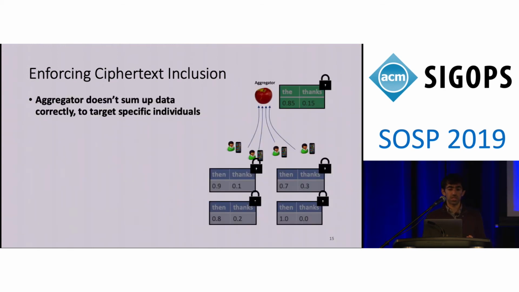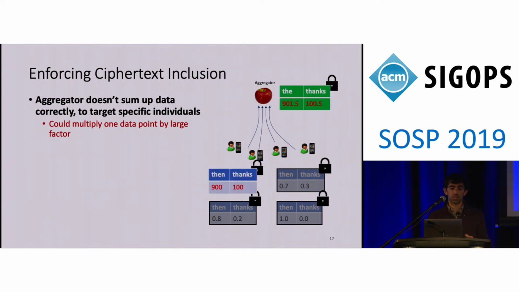And I'm going to focus on this. One thing the aggregator could do is multiply the data by a large factor, such as 1,000 here. I'm going to percolate this across, so instead of 0.9, this now becomes 900 and 100, and this also is included in the sum. And differential privacy is designed, again, to protect individual users, but still report aggregate trends.